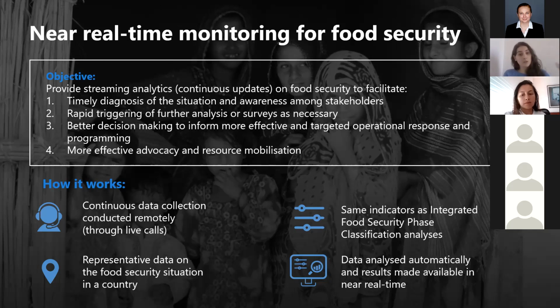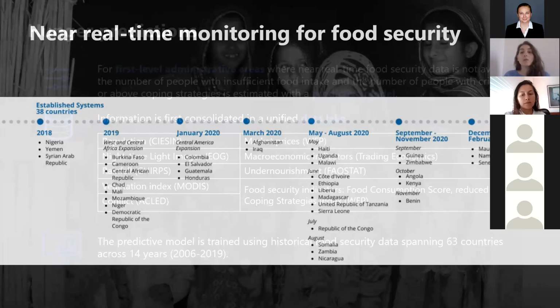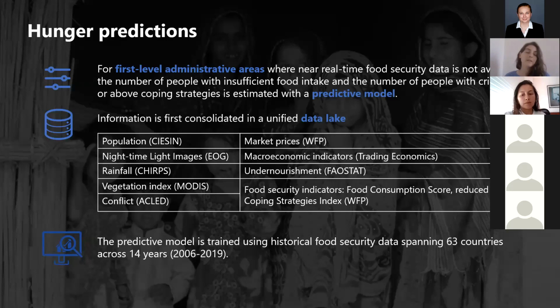This data is collected on a daily basis through the call centers, uploaded on an API, and then automatically processed every night to then be displayed on the hunger map. So this is the near real-time food security part. These are the countries that we are now covering according to that timeline that I briefly described. But then what do we do for all the other countries where we don't have this information?